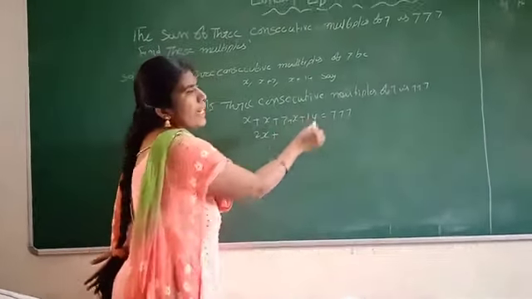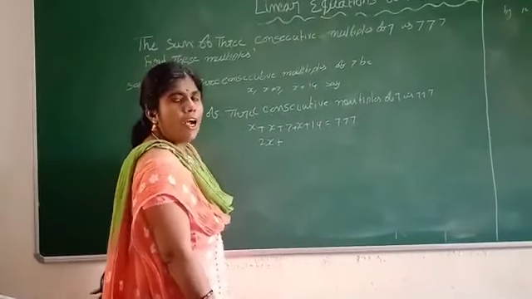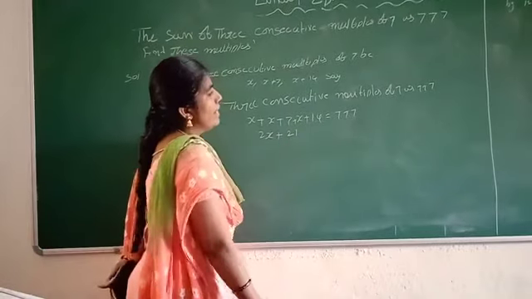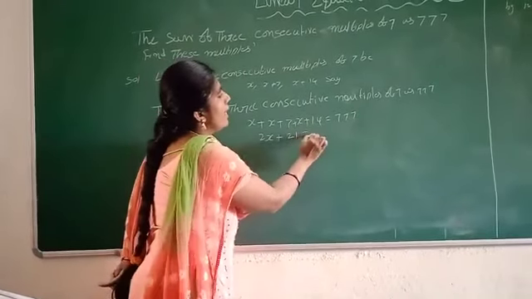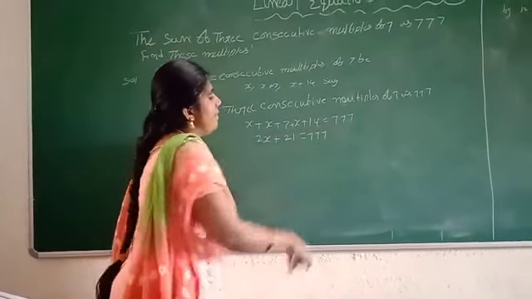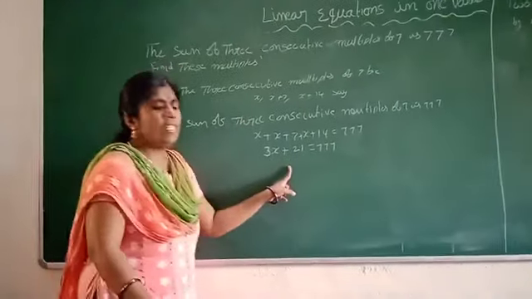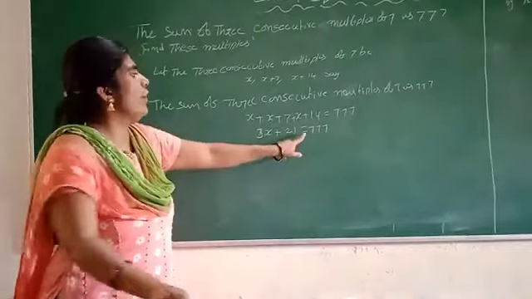7 plus 14, how much? 21. So 777, and 3x plus 21 equal to 777.